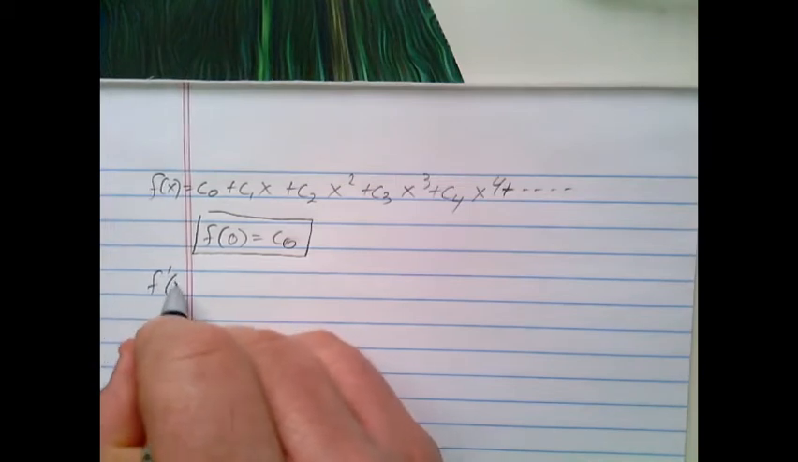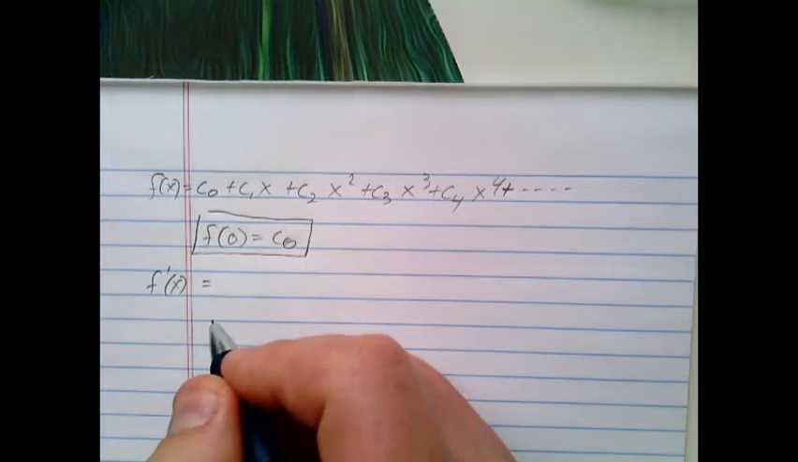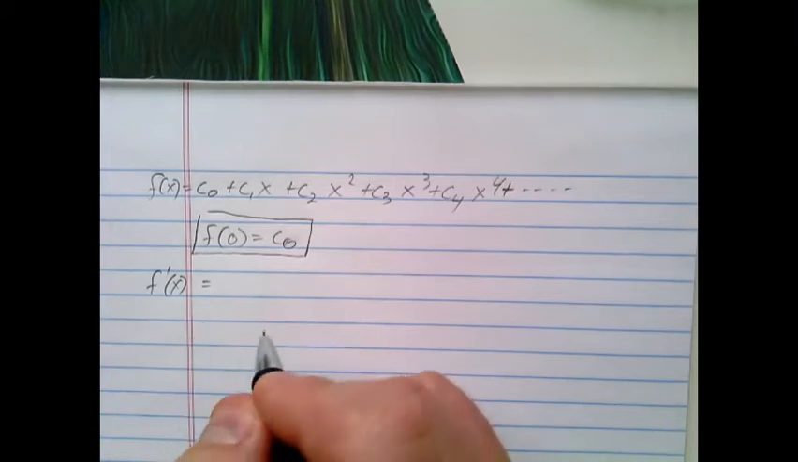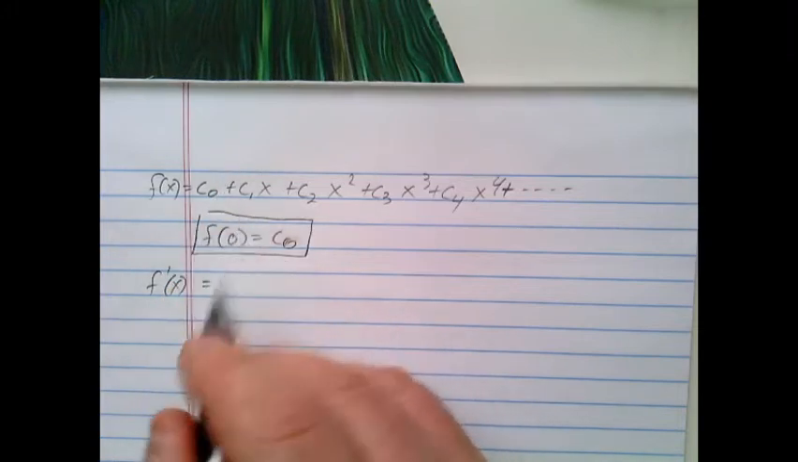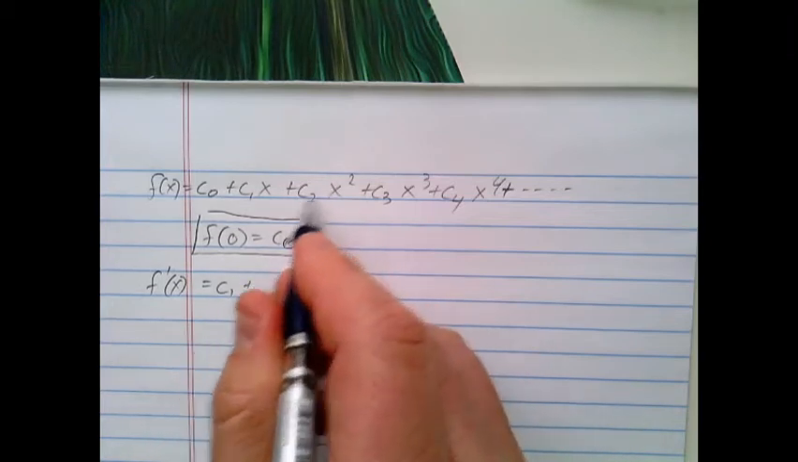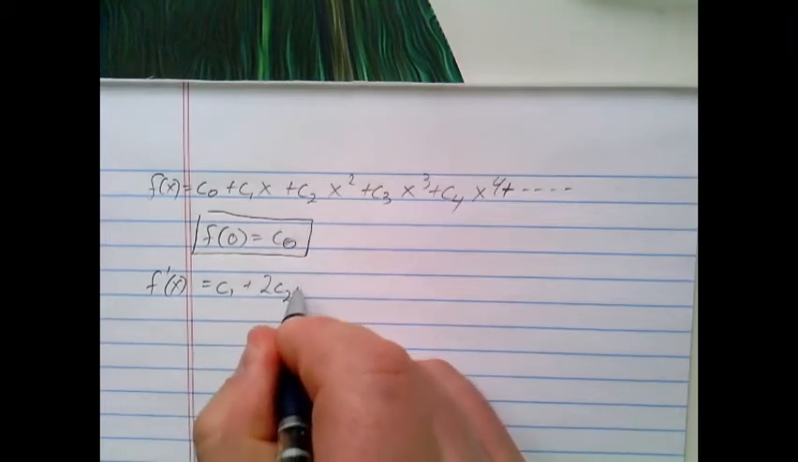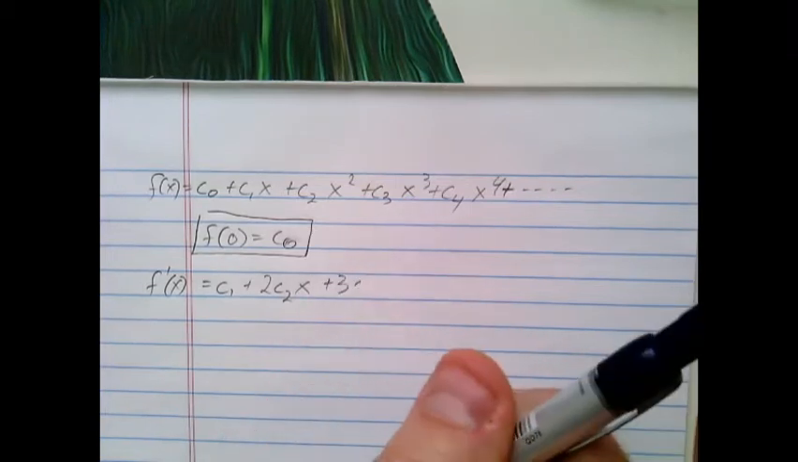Now, if I take the derivative of f, this is pretty much what we did for e to the x and cosine x. We're just being more generic now. If I take the first derivative of f, that term goes away. This term becomes just the c1. That term becomes, I've got to bring that 2 down, so I get 2c2x, and then 3c3x squared.